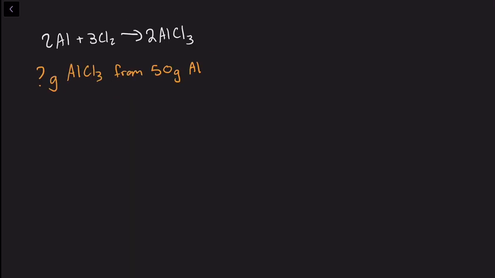Let's look at a second example. So here we have 2Al plus 3Cl2 yields 2AlCl3. We want to know how many grams of AlCl3 form from 50 grams of aluminum. So again, we're going to go through our 3-step process here.